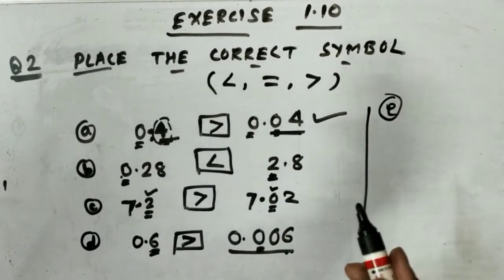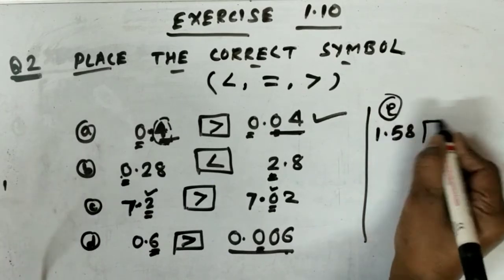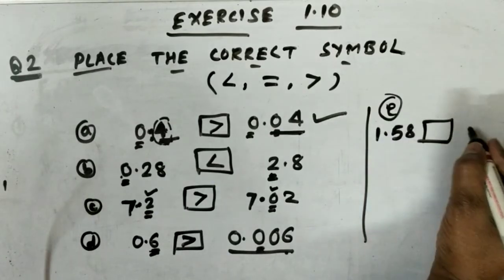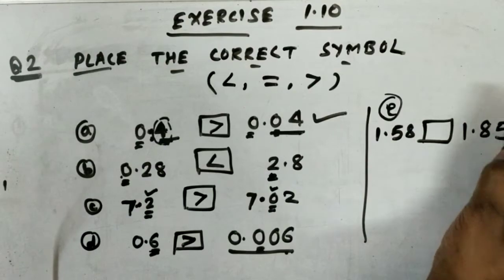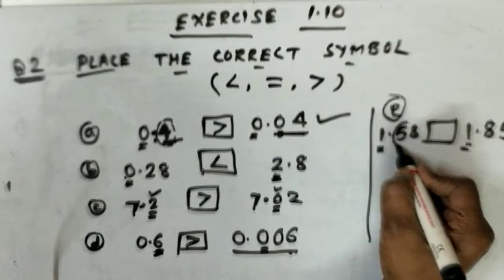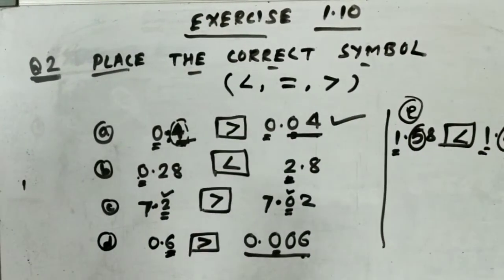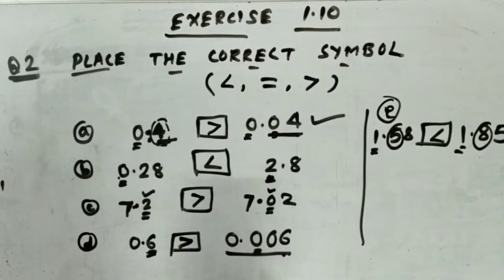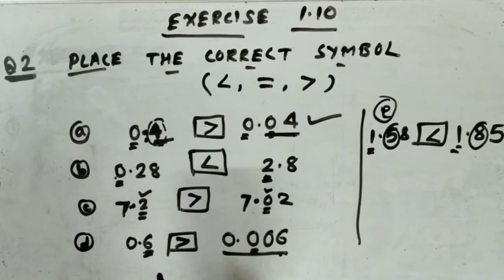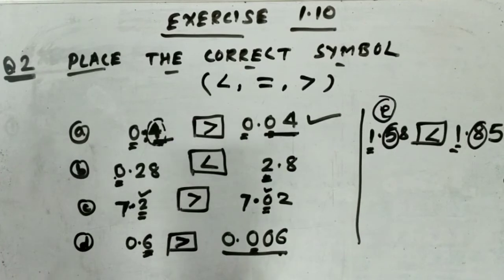What is the question? 1.58 and 1.85. Definitely you see before the decimal point is 1, and after the decimal point the tenth place here is 5, here 8. So this decimal is greater, and so on. Hope you understood the remaining sum solutions. I will send them to you. You have to solve them in your fair notebook.